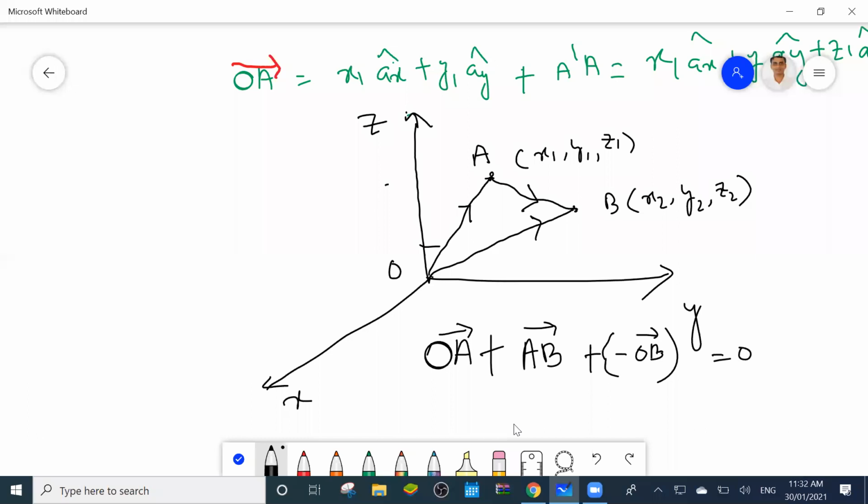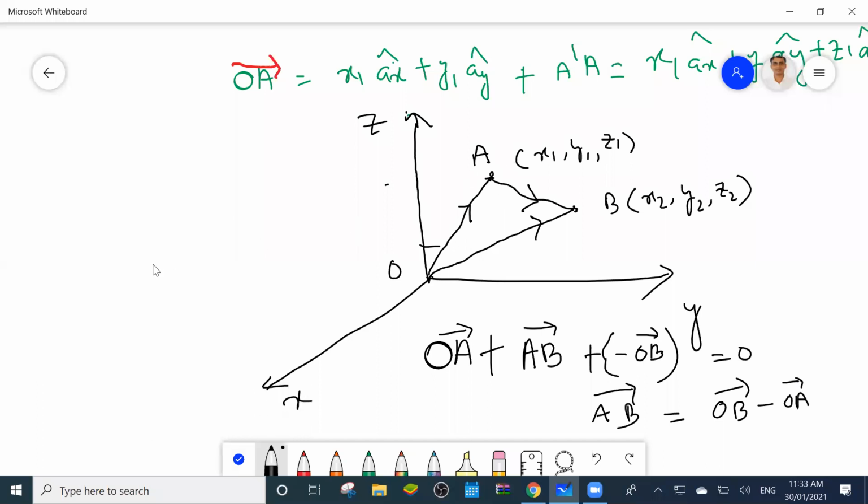So what is the value of AB here? The OA value you know, and the OB value you also know. So easily you can find it, yes or no? So what is the value of AB? AB equals OB minus OA.